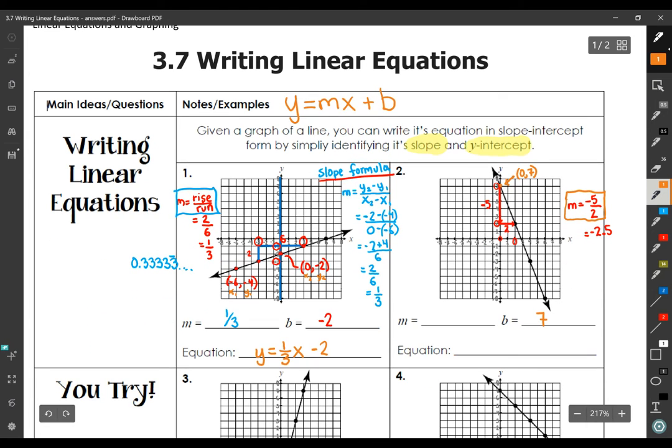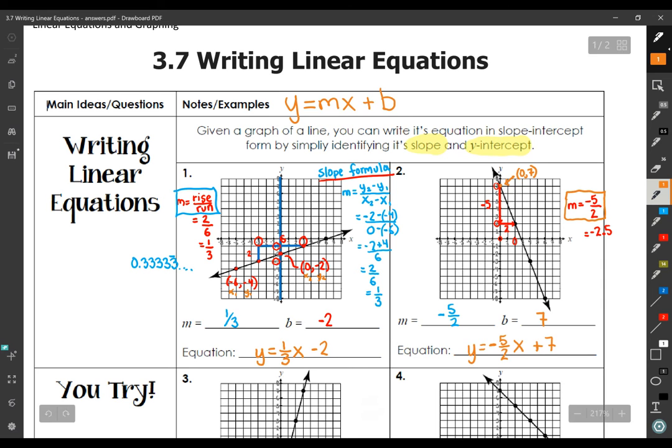Okay, so let's finish our second example here. So slope is -5 over 2. So now let's just write the whole equation out. So y equals mx plus b. So y equals -5 over 2 times x plus 7.